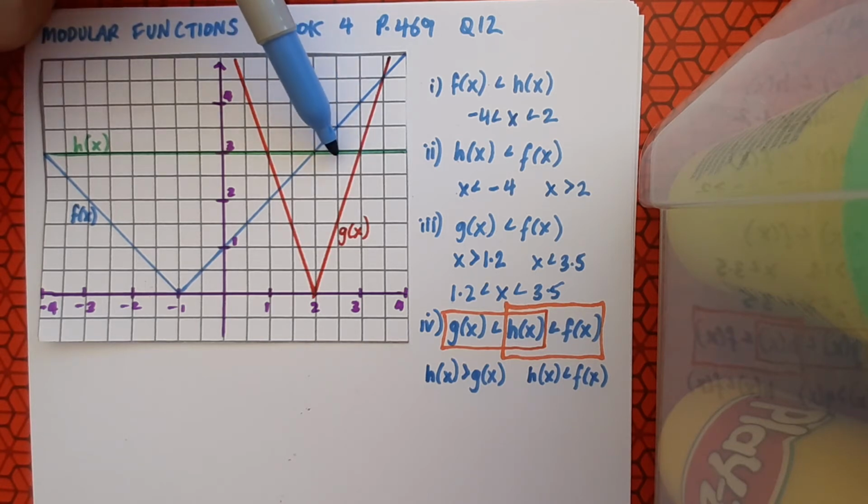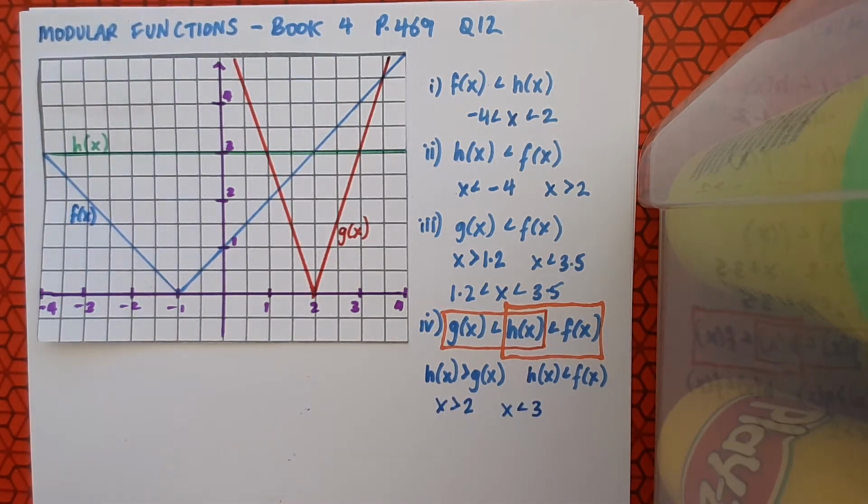So it's from 2 up and from 3 down. So x is greater than 2 and x is less than 3. So x is between 2 and 3.